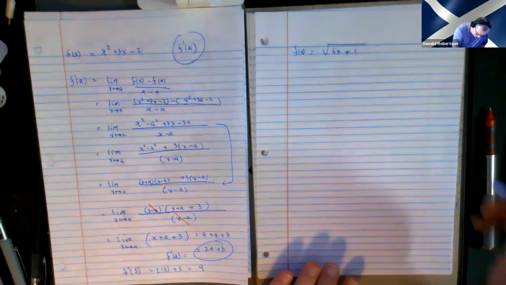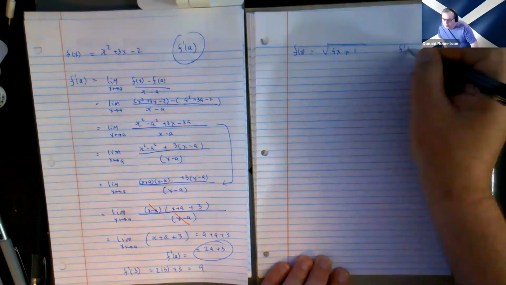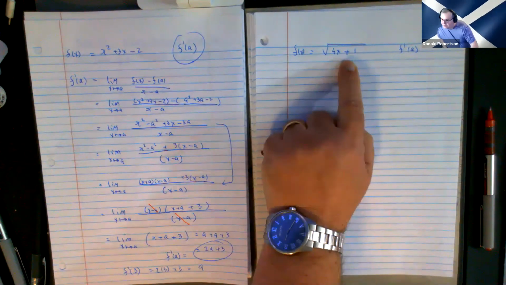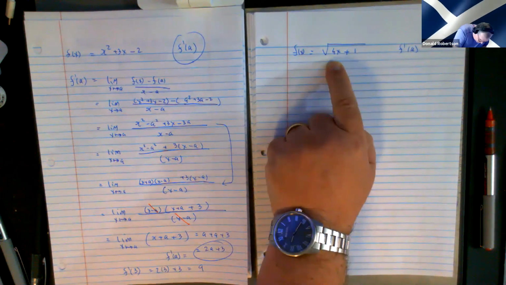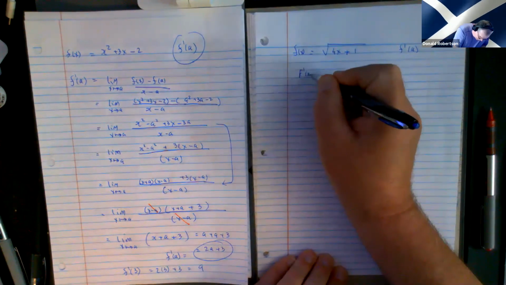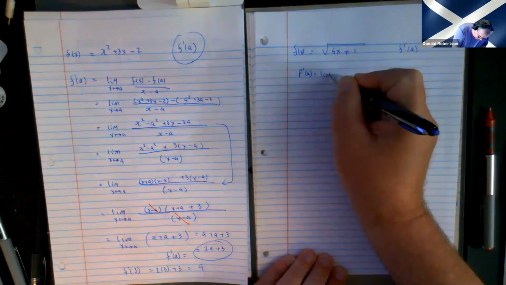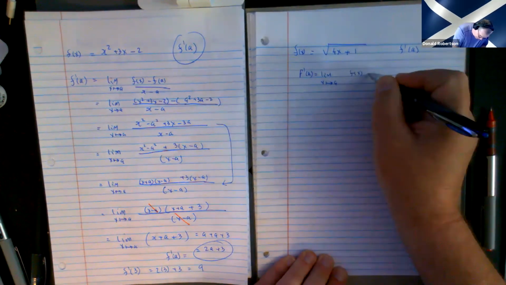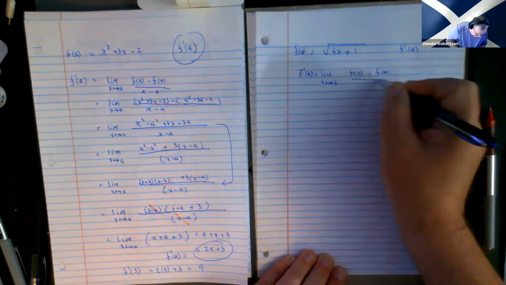Let's find f dashed a, right? The slope of the tangent line at x equals a for this fella. So that's going to be the limit as x tends to a of f of x, take away f of a, over x minus a.